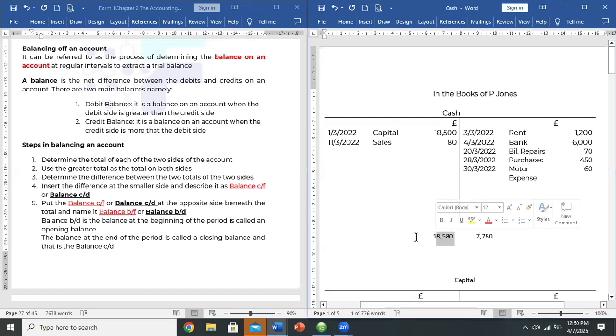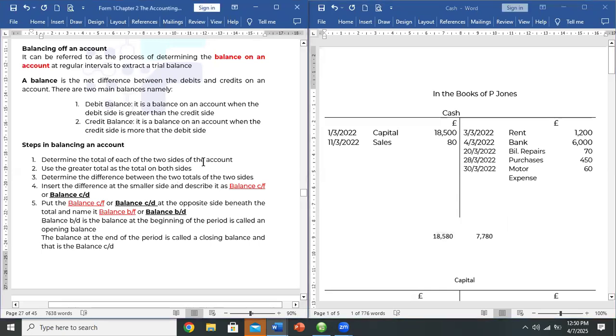Okay. Let me read the third point and fourth point, and then the second point will make sense. Determine the difference between the two totals, right? As a matter of fact, I think the second point should come after the fourth point. So yeah, let's note these changes.